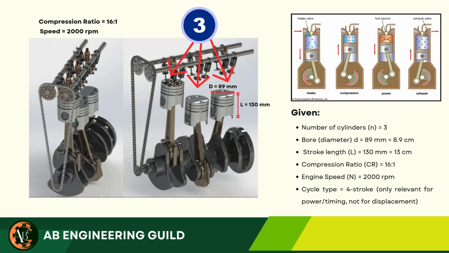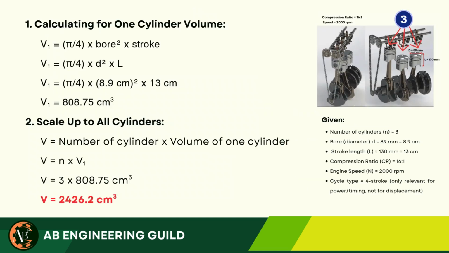To find the engine's total piston displacement, we start by calculating the volume of one cylinder. The formula is pi divided by 4, multiplied by the bore squared, then multiplied by the stroke length. Substituting the values, we get pi divided by 4, times 8.9 centimeters squared, times 13 centimeters. That gives us approximately 808.7 cubic centimeters for one cylinder. Since the engine has 3 cylinders, we multiply that volume by 3. The result is about 2,426 cubic centimeters, or roughly 2.43 liters.